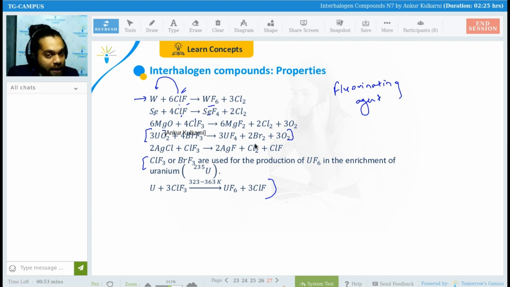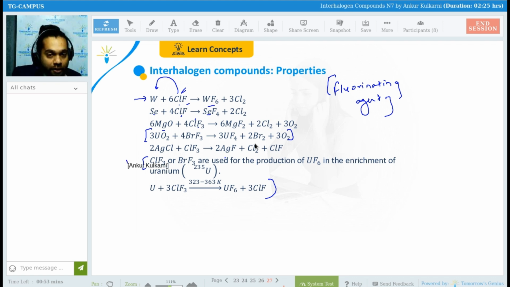Again, manganese oxide, sorry. So again, what will happen? Yes, it will fluorinate the magnesium also. It will fluorinate the uranium also. It will fluorinate the silver also. So basically, all your interhalogen compounds, the fluorinating compounds, we can use them as a fluorinating agent.